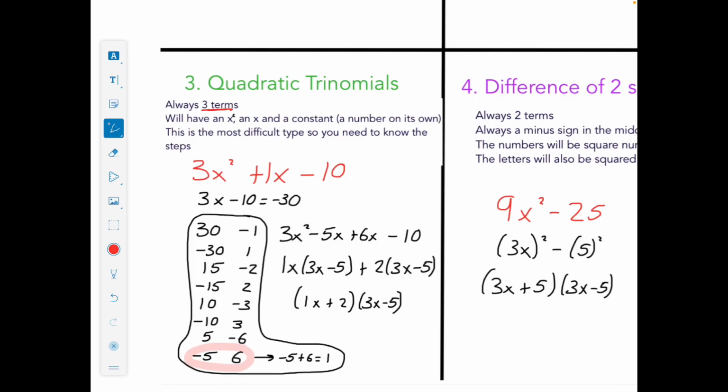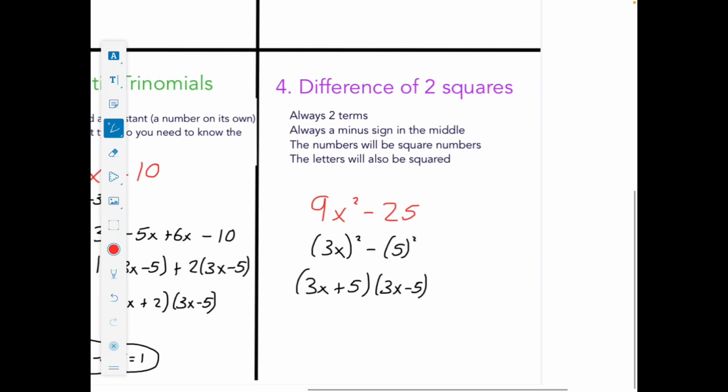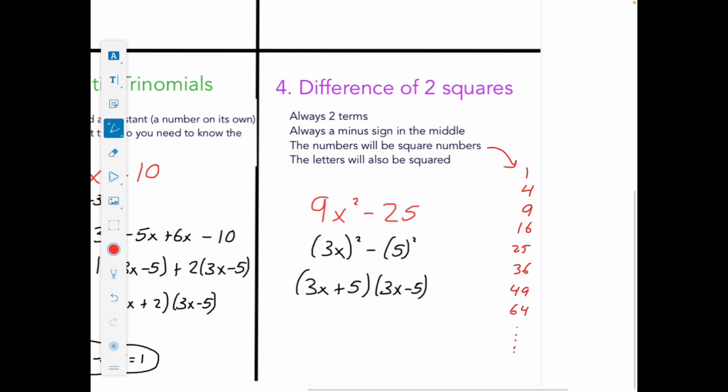Okay, so it'll always have an x squared, an x, and a number. I would say this is the most difficult type. There's steps. We'll go through the steps in a minute for how to do them. And then finally, difference of 2 squares always has 2 terms. There's always a minus sign in the middle, and the numbers will be square numbers. So then you're looking out for the numbers 1, 4, 9, 16, 25, 36, 49, 64.